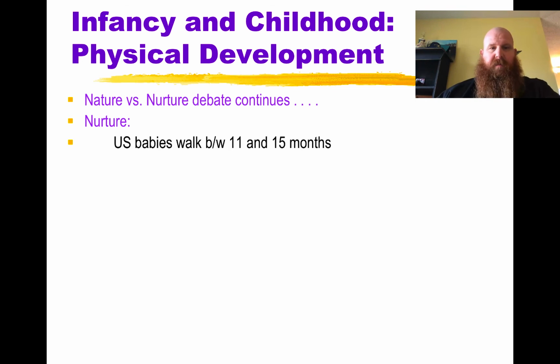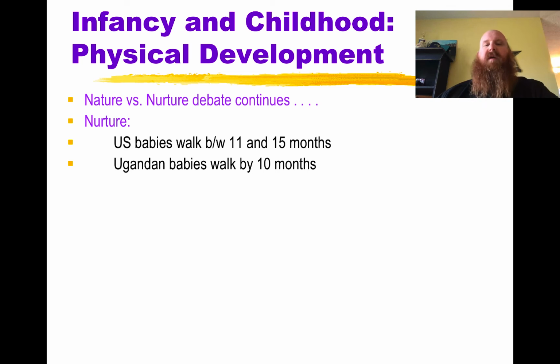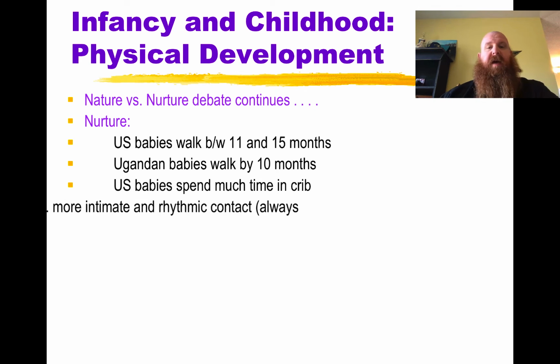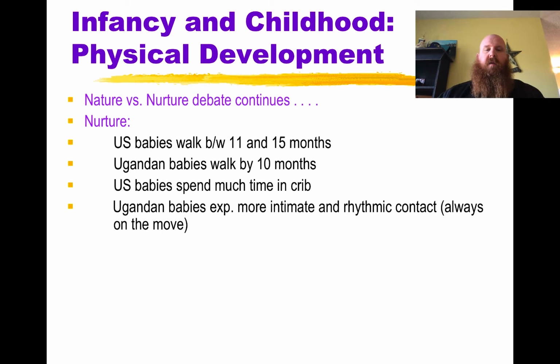Nurture. Again, U.S. babies walk somewhere around 11 to 15 months, but Ugandan babies all walk by 10 months. Why? Because in that culture, you walk everywhere. U.S. babies spend a lot of time in the crib, whereas Ugandan babies experience more intimate and rhythmic contact. They're always on the move. Mothers are always holding on to their kids in Uganda, because if you don't, they'll get eaten by hyenas or whatever.